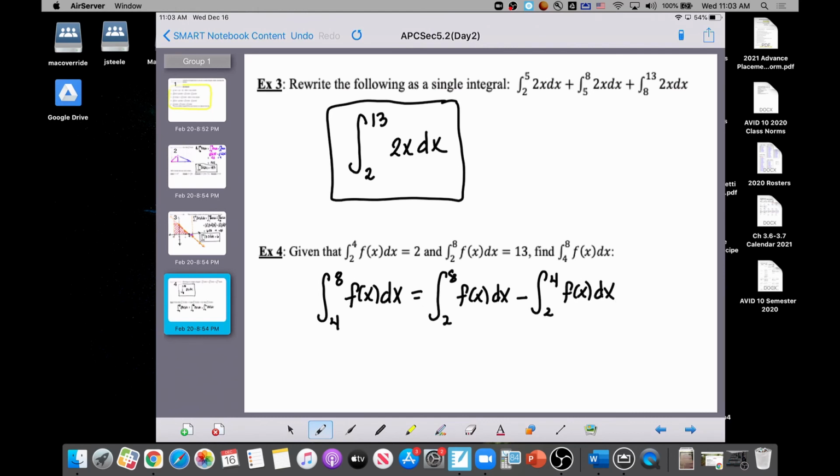Just basic subtraction, right? And since they gave us these values, we know that this is 13 minus 2. So our answer is the integral from 4 to 8 of f of x dx is going to be equal to 11.